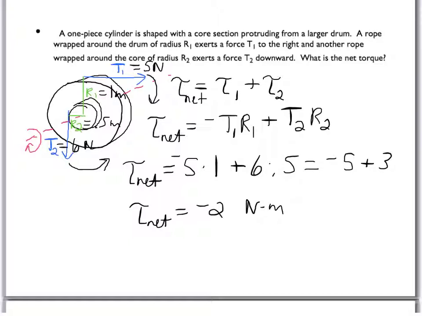Again, we can see here our units, the SI units of torque, being labeled on there, and our total torque of 2 being in a negative direction, meaning this object is going to rotate clockwise.